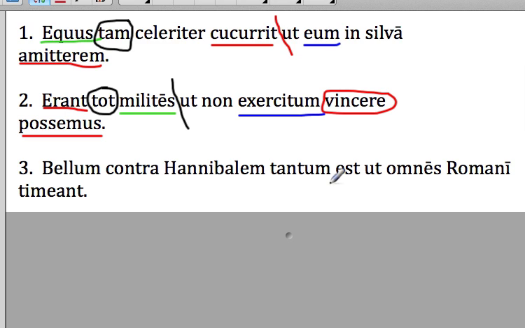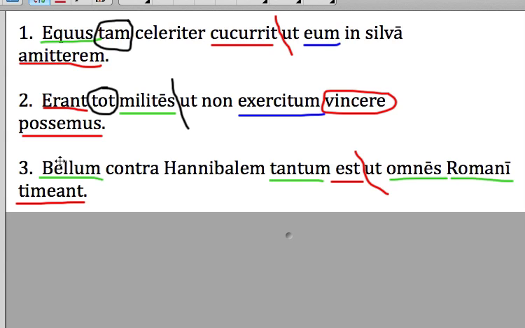Main verbs, est, and then timeant. Okay, there's a present subjunctive here. Notice the purpose clause vowels. Divide our clause at ut yet again. We're going to have a nominative of bellum. This is a neuter word. Tantum is also nominative, modifying bellum. We have omnes in the nominative and Romani in the nominative. All right, third declension, second declension, but they go together, both nominative, masculine, plural.